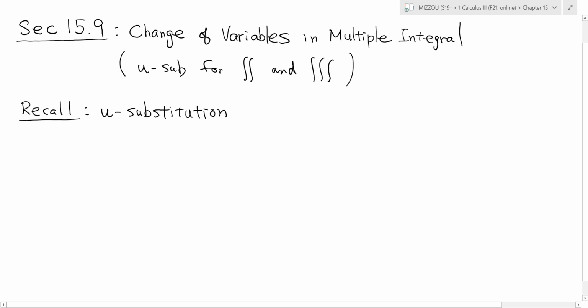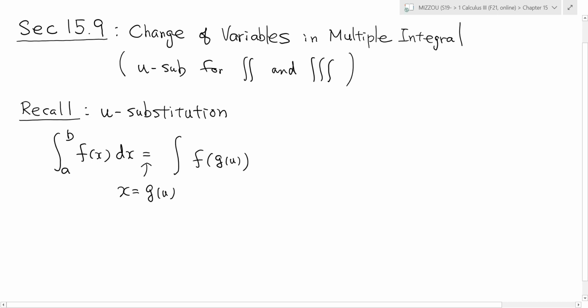So how does that work? Well, it works like this. Suppose you have some integral from a to b that you want to integrate. Typically, if the integrand is some complicated expression, you let u be equal to some expression of x. But of course, by solving for x, you could say x is equal to some function of u. That's what u-substitution was. And then this integral is written as g of u.